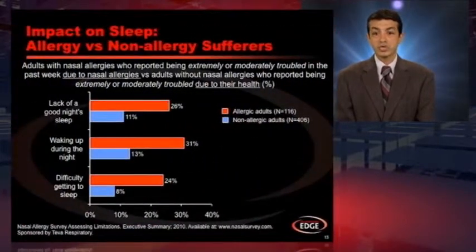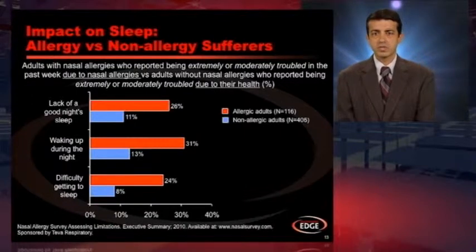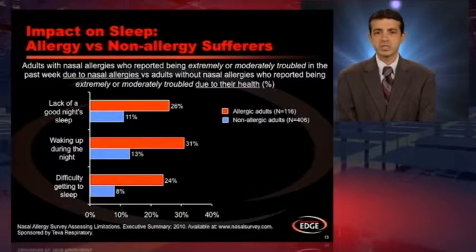Now looking at the short-term duration, the question was adults with nasal allergies who reported being extremely or moderately troubled in the past week due to nasal allergies versus adults without allergies. And again, now we look at a short-term outcome such as sleep, lack of good night's sleep, waking up during the night, and difficulty getting to sleep. You see almost a 3-fold increase in those with underlying allergic disease versus the controls.